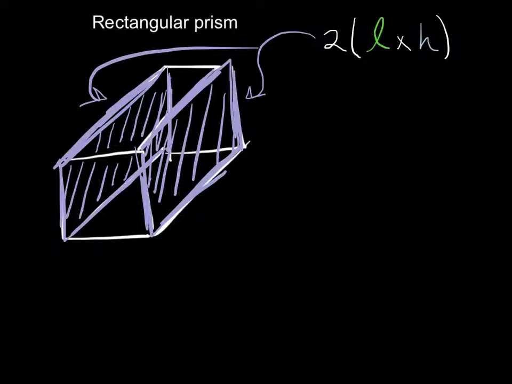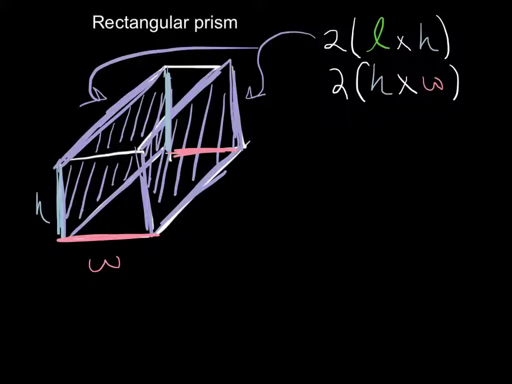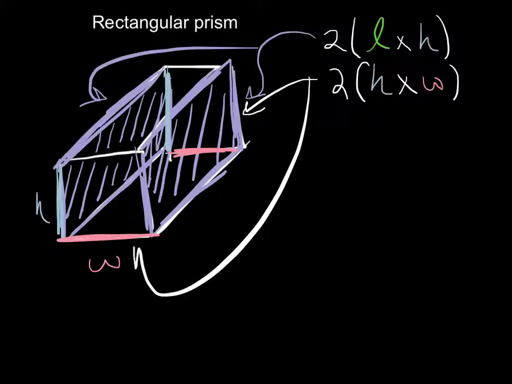Let's start with the front and back. The front and back are determined by the height and the width of the figure. Again, we can't forget that we have 2 of these sides. So the area for the front and back would be the height multiplied by the width, and that multiplied by 2 because we have a front and a back.